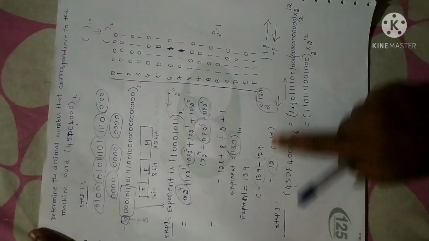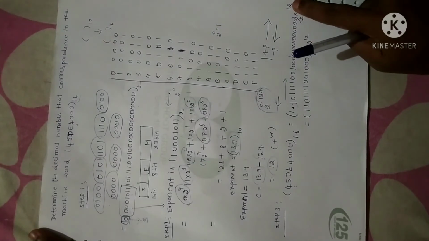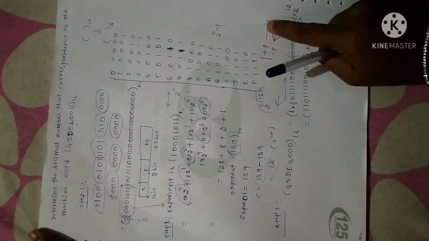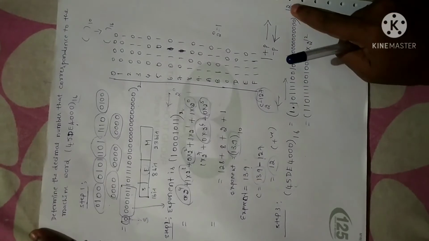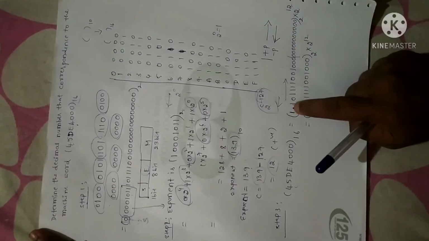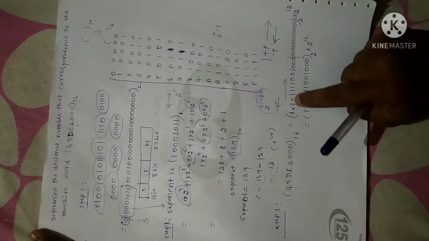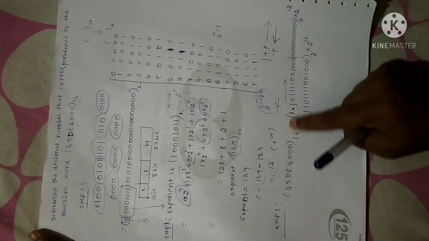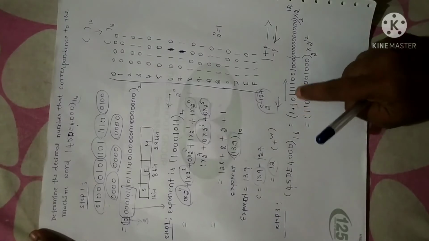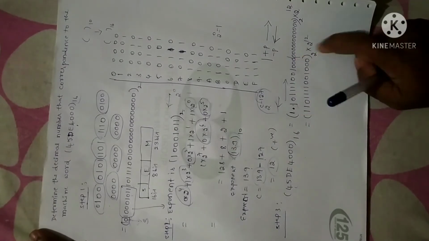Into 2 power of whatever the C value obtained I have written. If the power value is positive, you have to shift the decimal in this direction. If the power value is negative, you have to shift the decimal in this direction. Since the power value is positive, I have shifted this decimal by 12 digits. So count the 12 digits. You should not count this. You have to count these values. By 12 digits, you have to count whatever the values you are going to obtain.